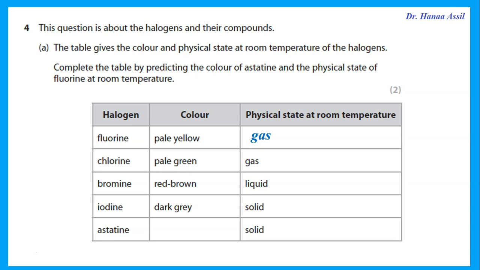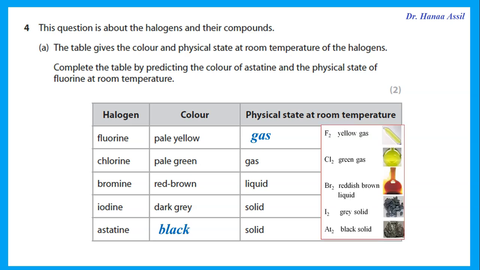Chlorine is a green gas. Bromine is a reddish-brown liquid. Iodine is a dark gray solid. So as we go down, it changes from gas, liquid, solid. And the color gets darker. So it changes from yellow to green to reddish-brown to gray. And the astatine is black. Please be familiar with the states and the color of the halogens in group 7.